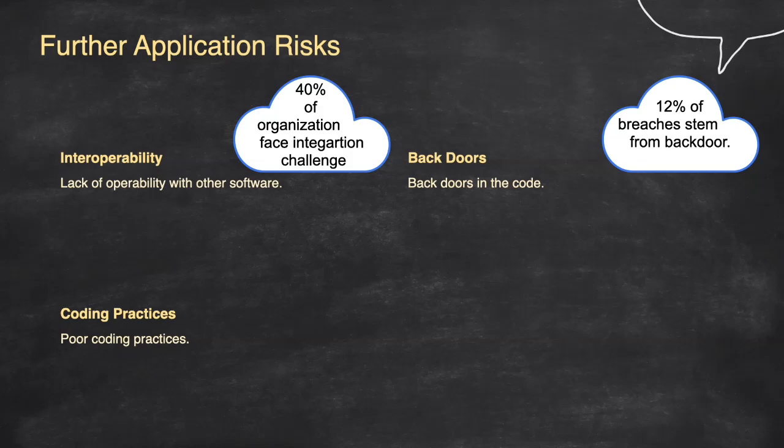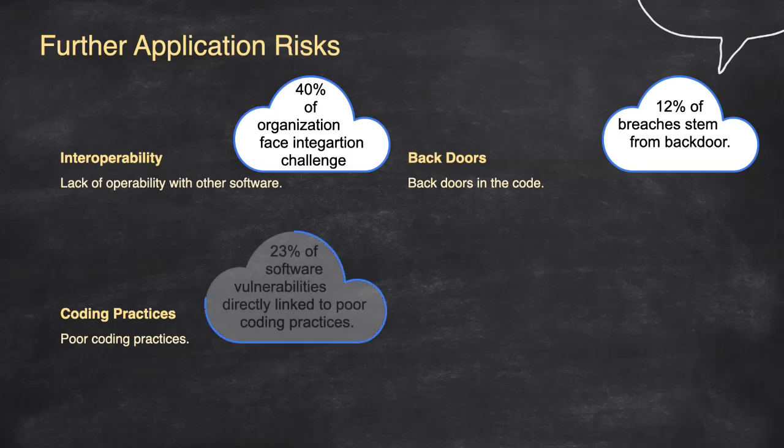Friends, poor coding practices can lead to a range of problems, including security vulnerabilities, inefficient performance, and maintainability issues. These practices include writing unclear, unoptimized, or disorganized code, failing to follow established coding standards, neglecting input validation, and ignoring error handling.